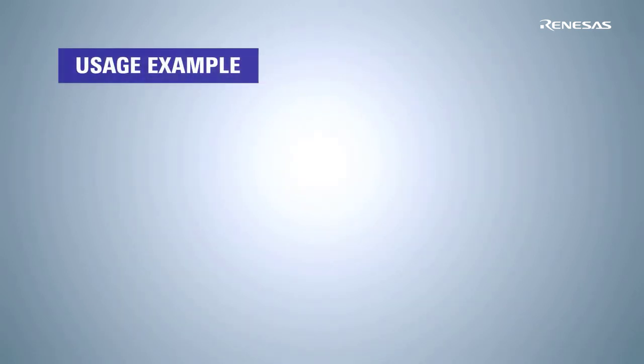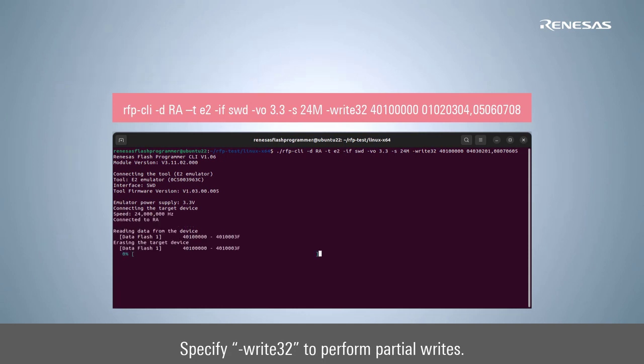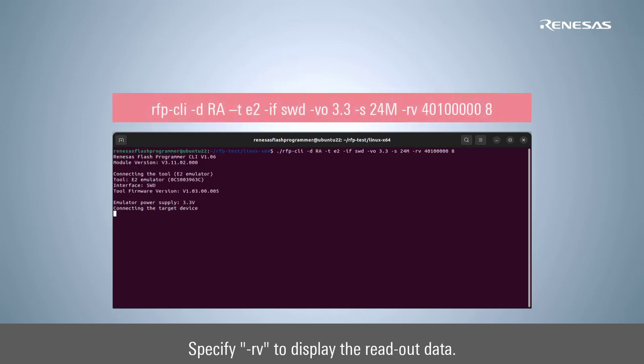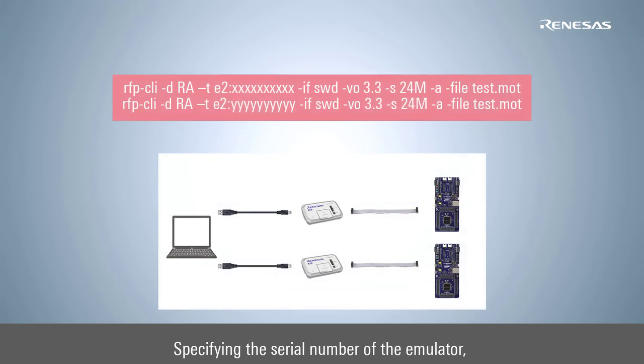Here are some examples of CLI usage. 1. Specify -write32 to perform partial writes such as ID codes and option bytes. 2. Specify -rv to display the readout data. 3. Specify the serial number of the emulator to perform parallel writing using multiple emulators.